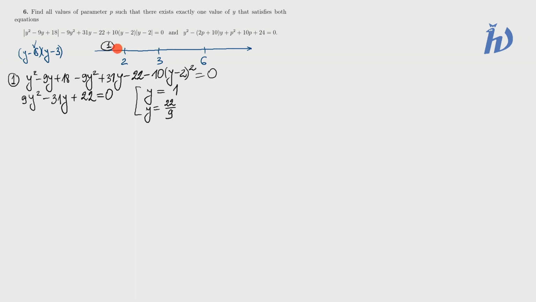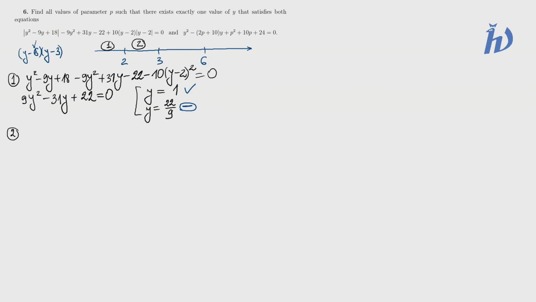As right now we're considering this interval from minus infinity to 2, we can see that only this root belongs to this interval, so the second one doesn't suit the equation. So it is. This one is okay, and this is the one we do not need. Now let us move on and take the second interval into consideration, from 2 to 3.